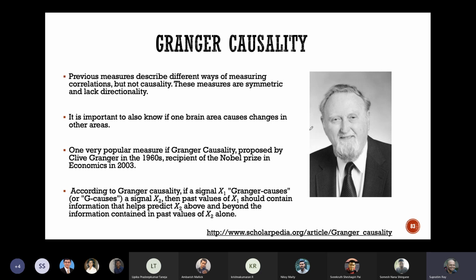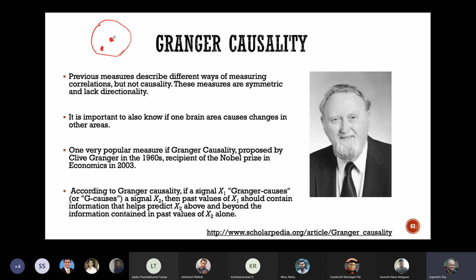Okay, so if not, now the final part that I'm going to talk about is that the measures that I have talked about so far. If I look at coherence between this electrode and that, it's basically just one measure that says what's the phase consistency between the signal here and there at a particular frequency.